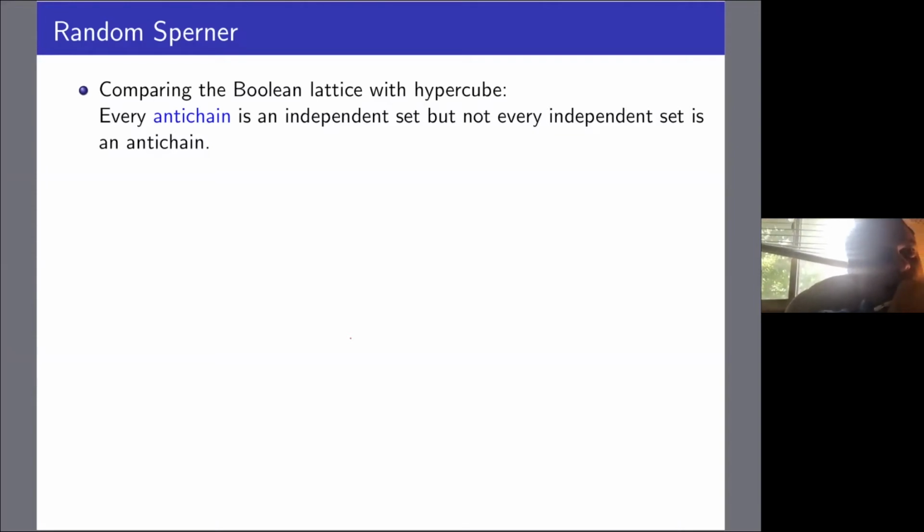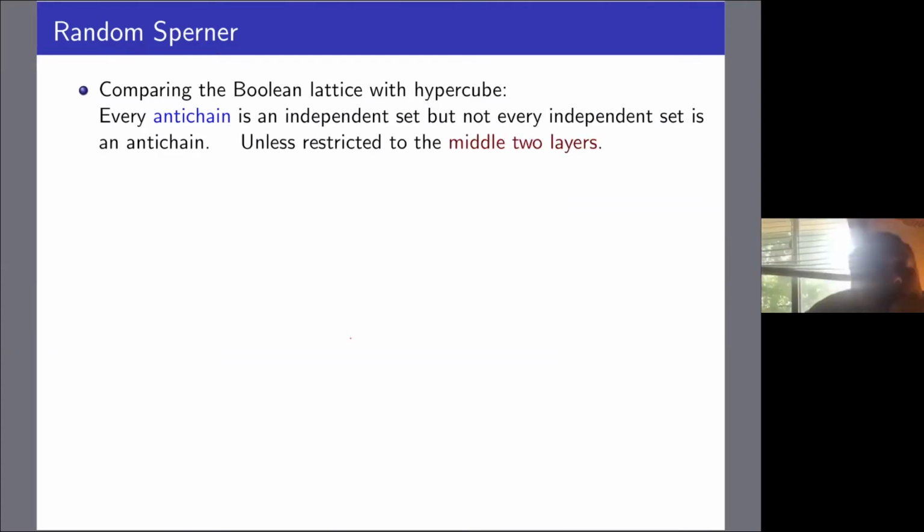is it correct? But not every independent set is an antichain, because if two vertices are at least distance 2 from each other, then there is no edge between them in the hypercube, but containment relation is a possibility. But if we restrict ourselves to the middle two layers, then the antichains are the same as independent sets, because there is no space to separate them from each other.